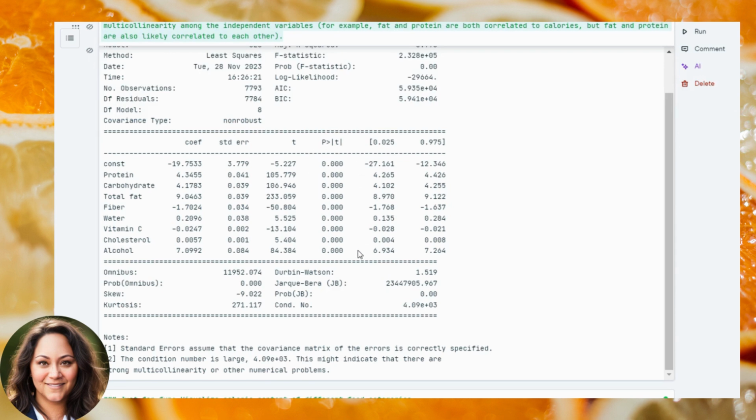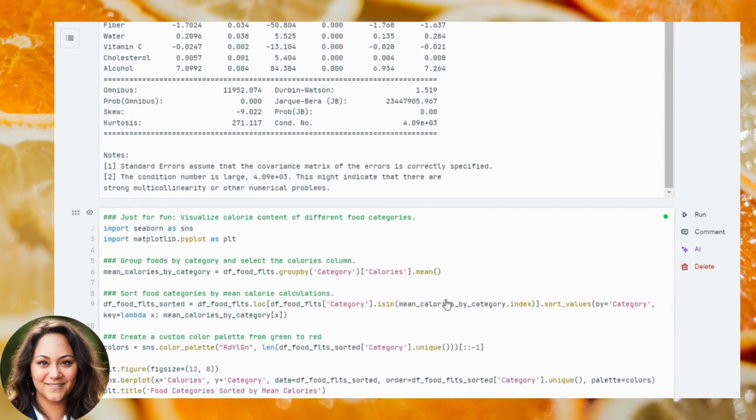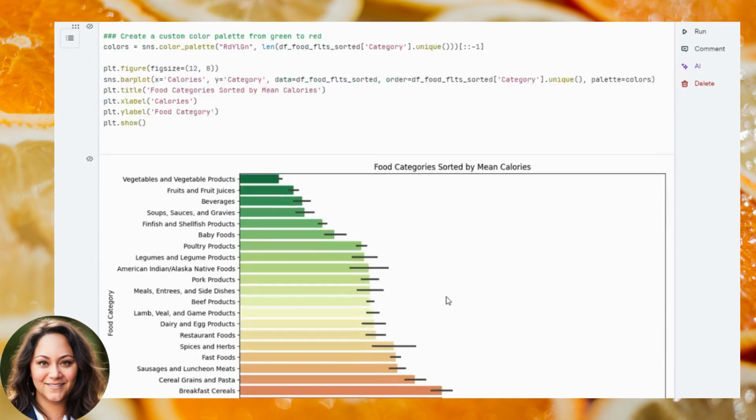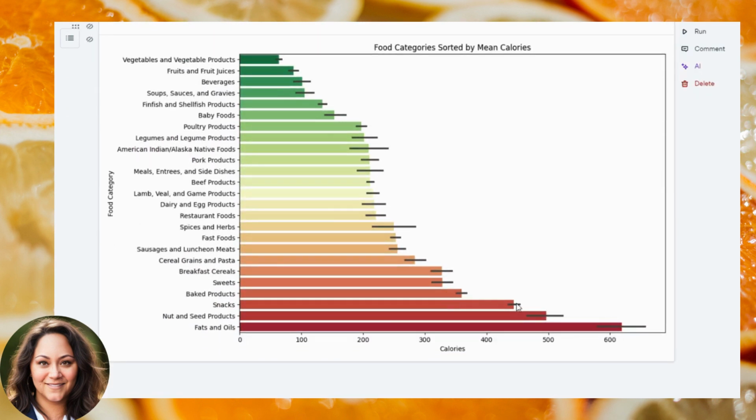The large condition number, 4.09 to the power of 3, may indicate strong multicollinearity among the independent variables, or in other words, fat and protein are both correlated to calories, but fat and protein are also likely correlated to each other, for example. Finally, just for fun, I used Seaborn to visualize the calorie content by food category, and I did a sort of color coding gradient.